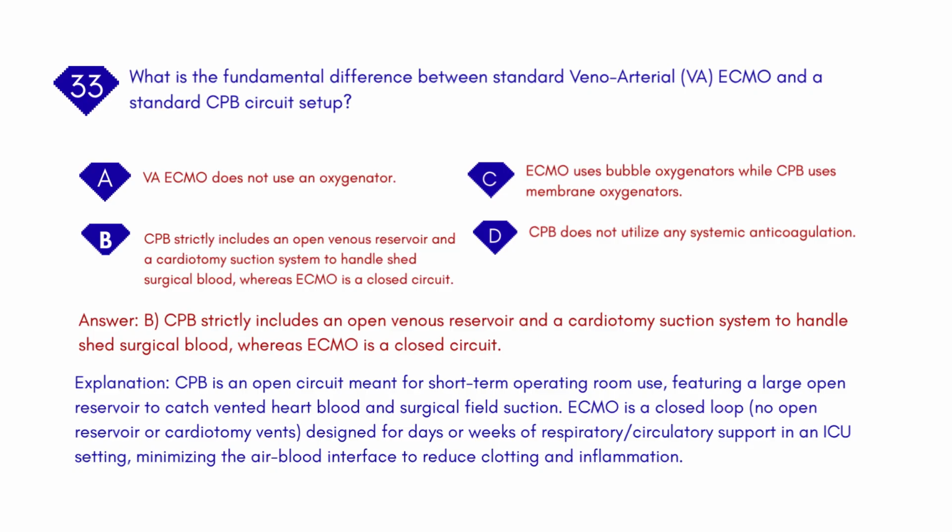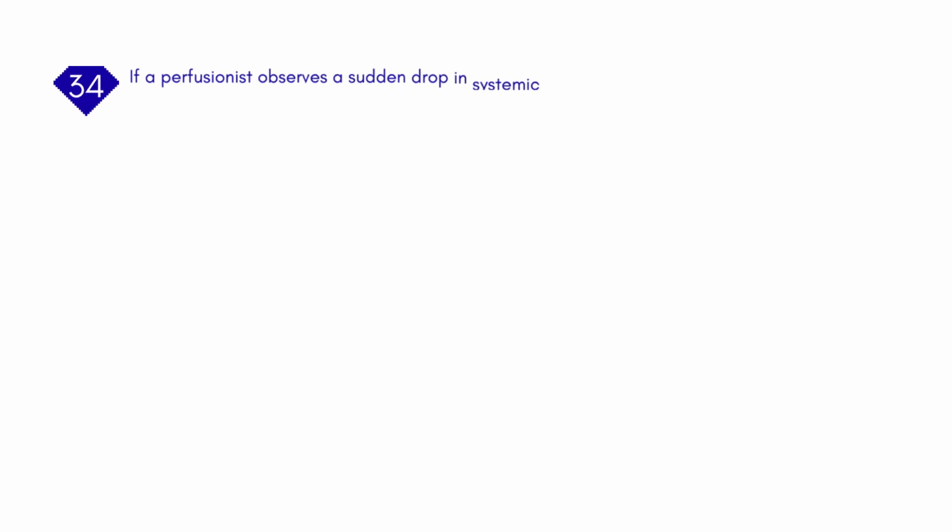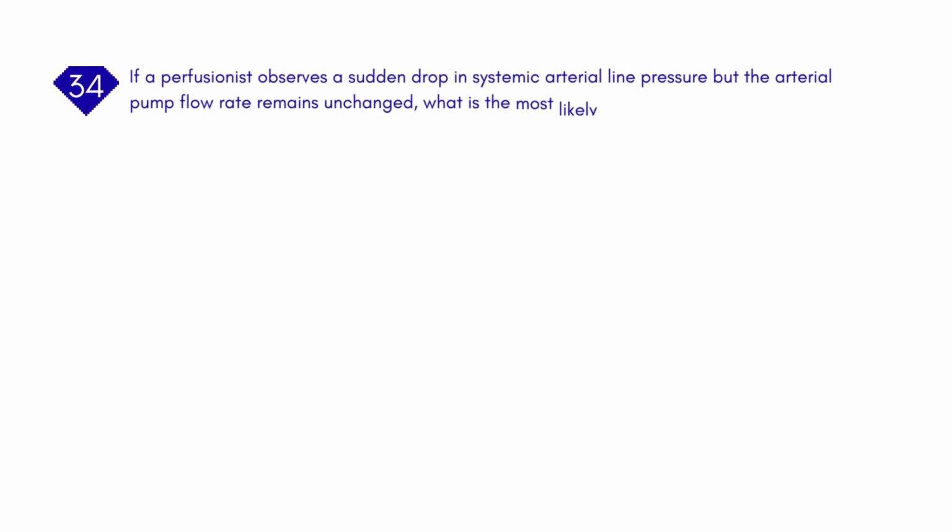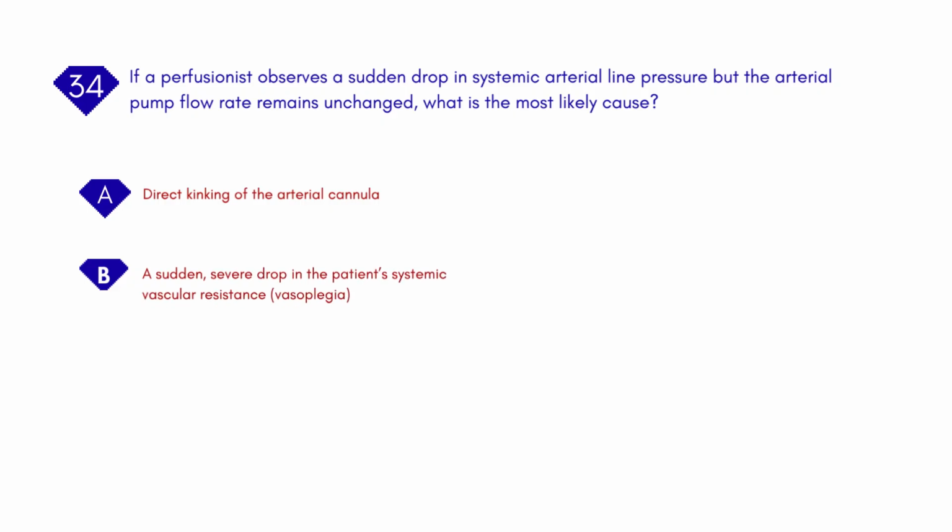It is designed for days or weeks of respiratory/circulatory support in an ICU setting, minimizing the air-blood interface to reduce clotting and inflammation. If a perfusionist observes a sudden drop in systemic arterial line pressure but the arterial pump flow rate remains unchanged, what is the most likely cause? A. Direct kinking of the arterial cannula. B. A sudden, severe drop in the patient's systemic vascular resistance, vasoplegia. C. Clotting inside the oxygenator fibers. D. The venous reservoir running dry.